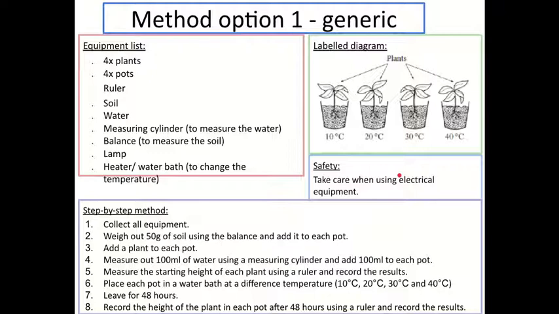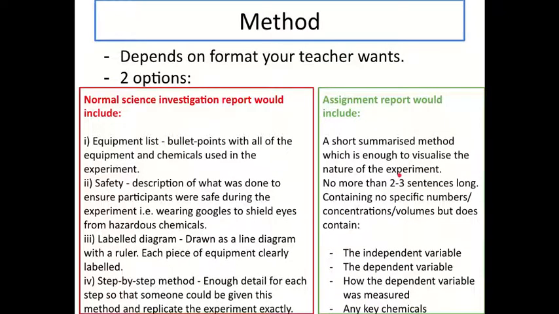So as you can see, this is basically like a recipe. You're not saying I did this, you don't say I in your method at all. You're saying what to do, as if you're telling someone what to do and talking them through the stages. So now we're going to look at option 2 for writing a method.